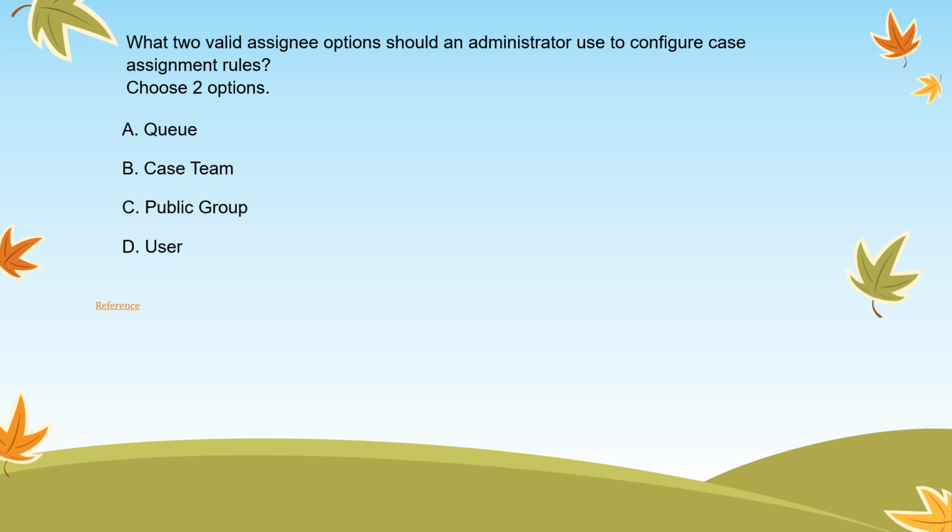Public groups cannot own records, therefore they cannot be assigned cases in the assignment rules. So a case team is just a group of people who work on cases, but they cannot be assigned the case. So a queue can be assigned the case and someone can pick it up. So the answers would be a queue and a user because those both can own cases.